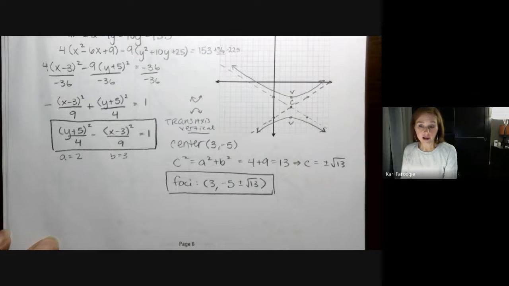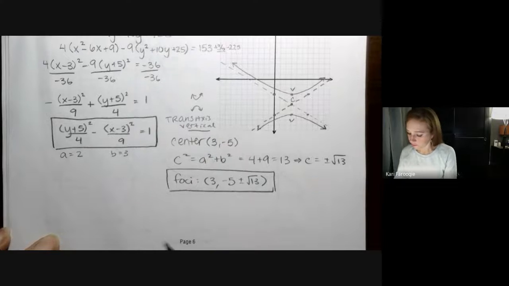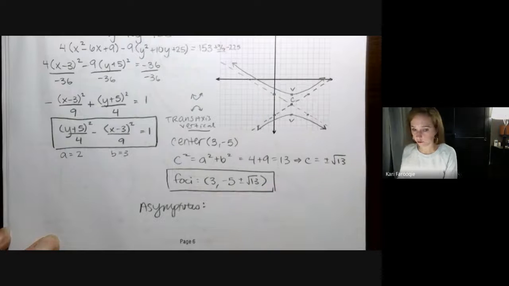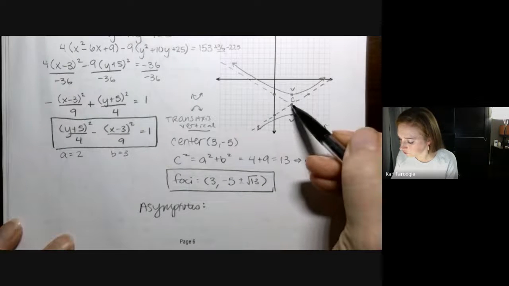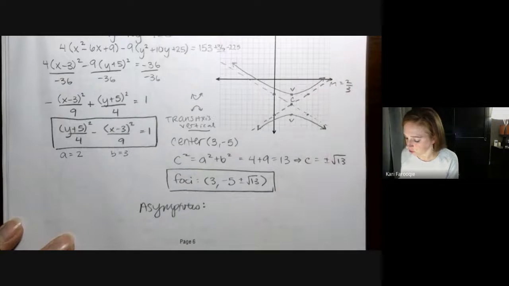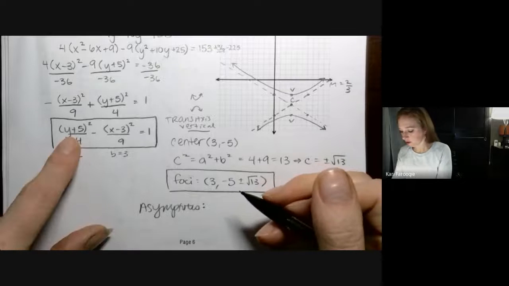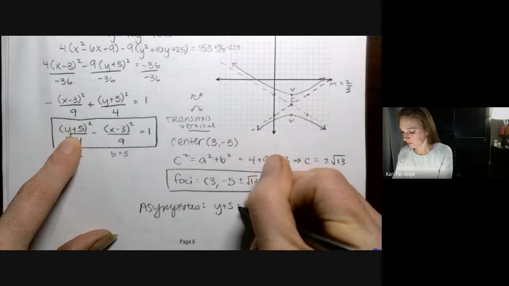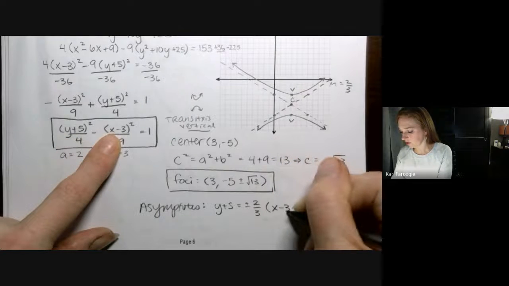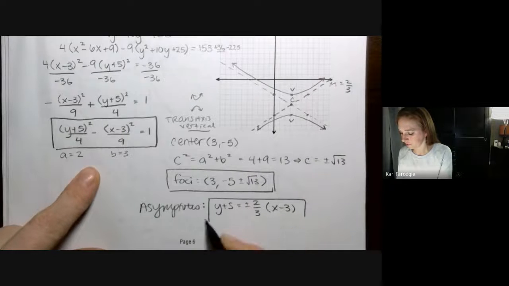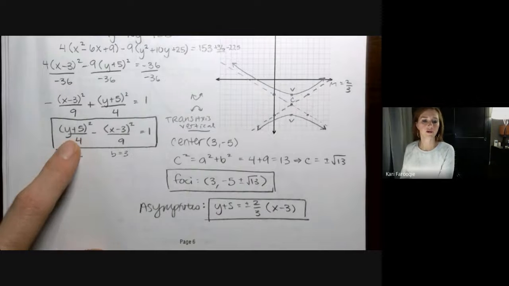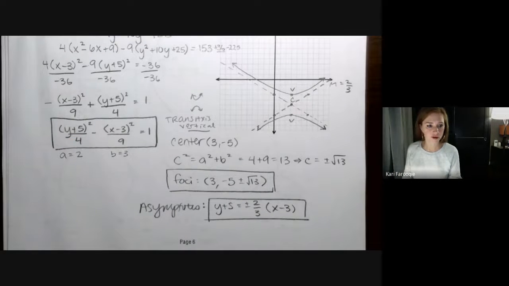And then last but not least, the equations for your asymptotes. If you want to look at the formula, that's fine. If you want to look at your rise over run, you rose 2, ran 3. So your slope is 2/3. We're going to take y plus 5 equals plus or minus 2/3 times (x minus 3). All of that came from right here. Moved it right down here into this equation, and we're done.